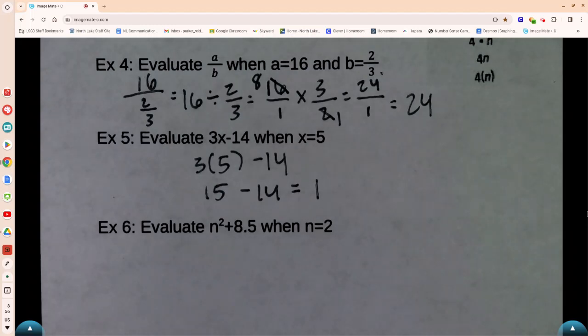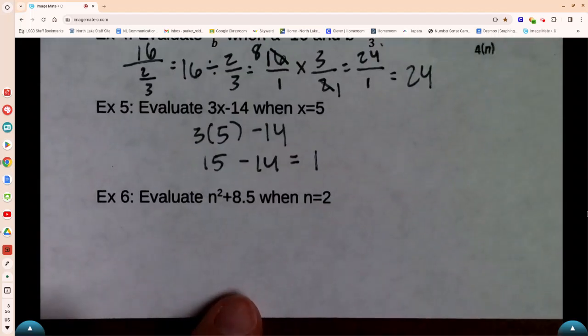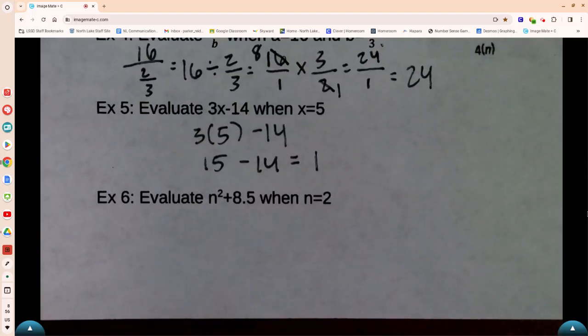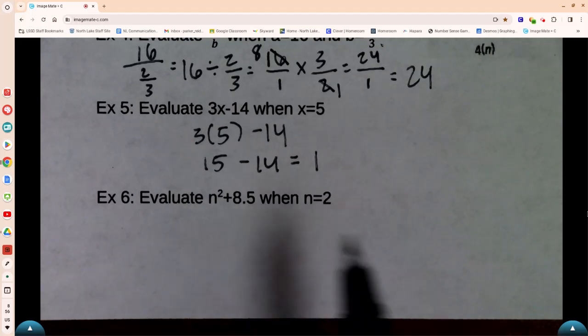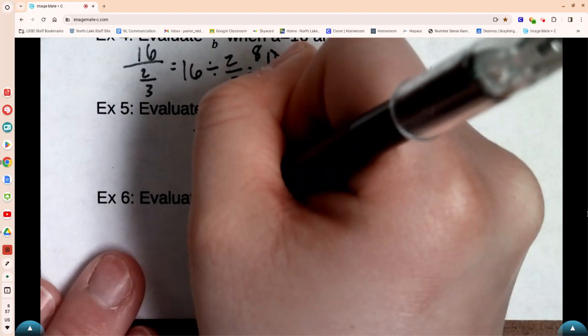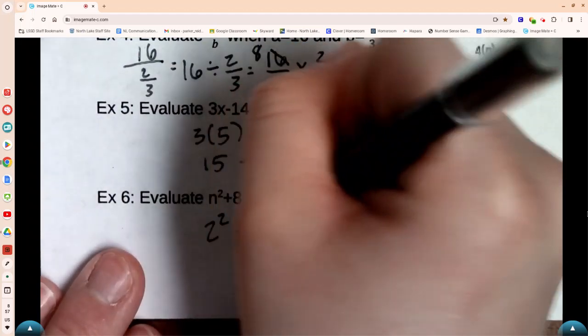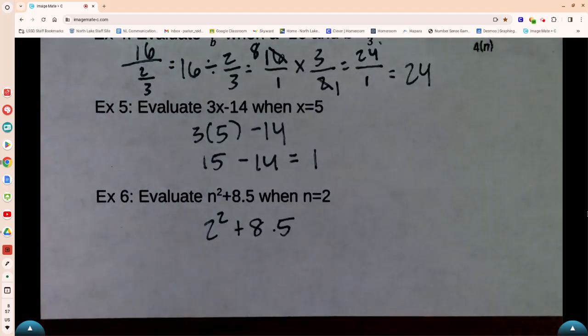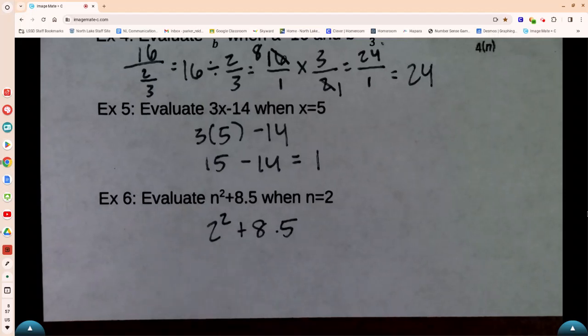Again, it's only going to equal this when x is 5. If x was a different number, we would get a different answer. And last but not least, evaluate n squared plus 8.5 when n equals 2. So again, I'm going to substitute. I'm going to take out n and put the number 2 in its place. So it says 2 squared plus 8.5. And I need to figure out what this equals. What part do I do first? Do I do the exponents or the addition first? According to GEMDAS, exponents or addition?